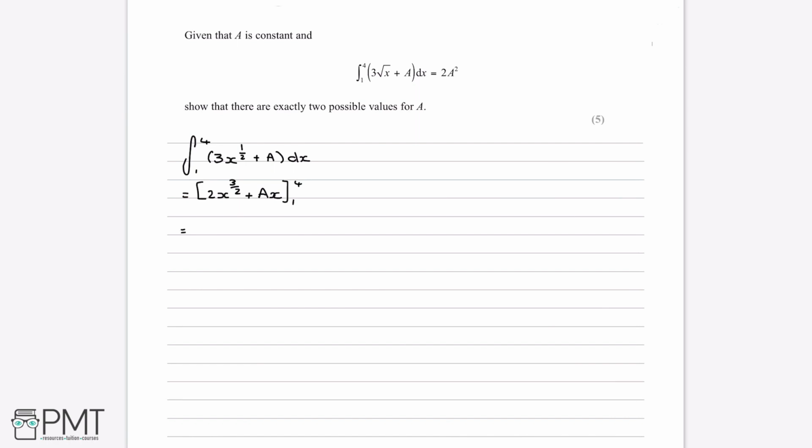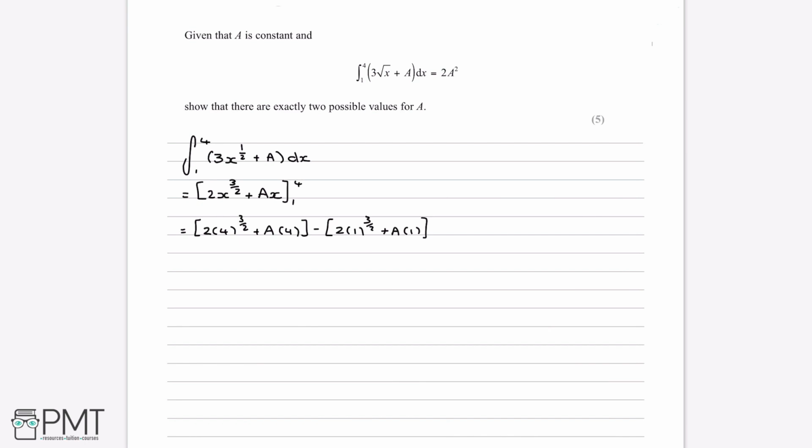So the next thing we do is we substitute in, for x, we substitute in 4 and 1. So we always do the larger limit first, which here is 4. So we do 2 bracket 4 to the power of 3 over 2 plus a bracket 4. And then this is take away the exact same thing, but we replace x with 1 instead of 4.